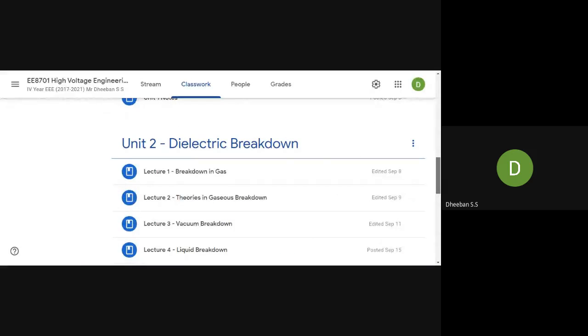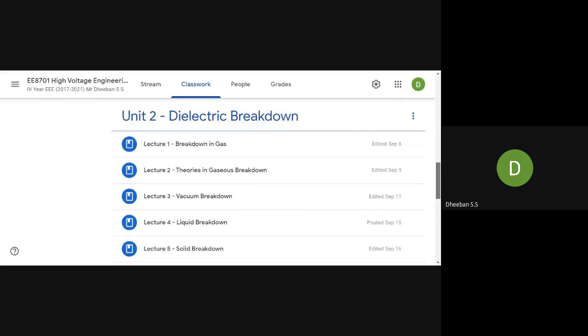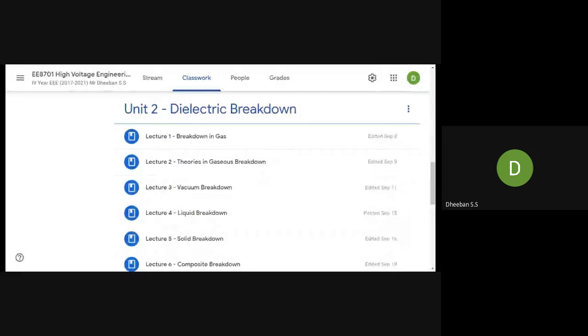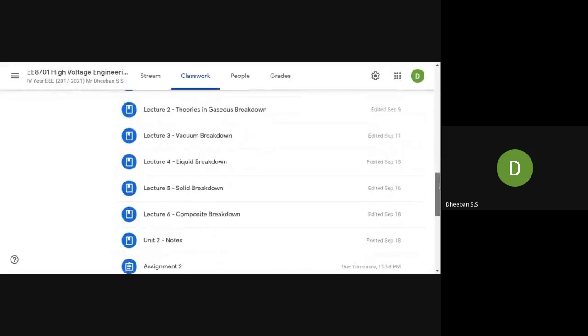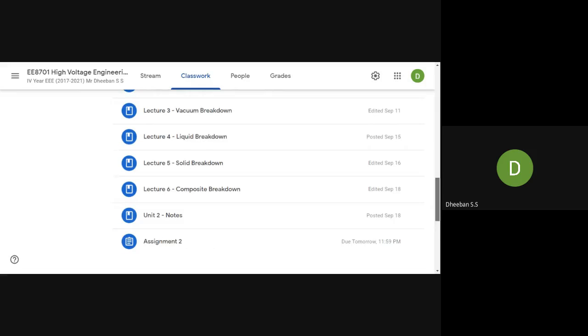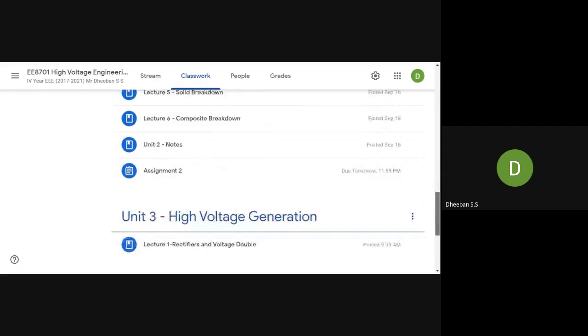So how dielectric breakdown is possible in different kinds of medium, we have seen, following from gaseous, vacuum, liquid, solid, and then lastly the composite medium. Those things we have seen. Now we will be moving to the generation of high voltage. So how is high voltage generated?